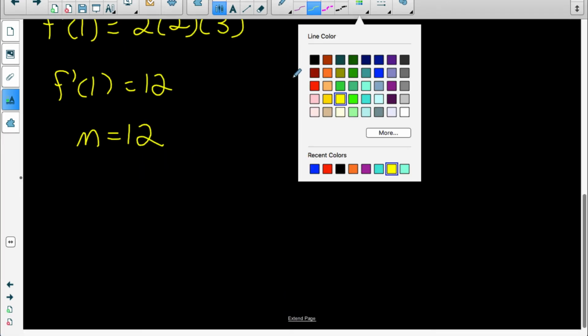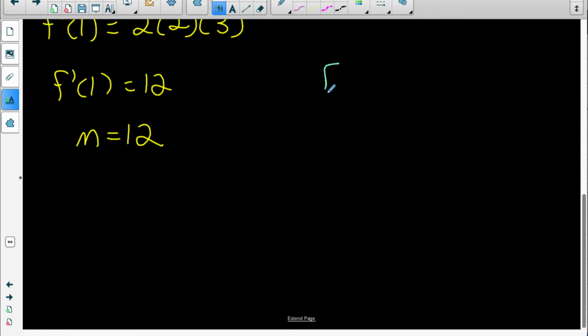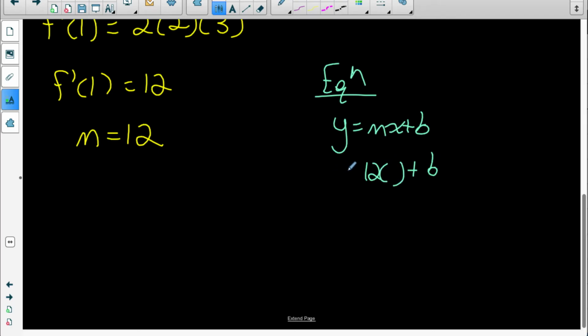Now keep in mind we want the equation of the tangent line in the form y equals mx plus b. We now have m. M is 12. We're interested in solving for b, so I need to figure out what I can plug in for x and y. Well, x we know is 1, but what's the y value that goes with that on the original function? What we have to do is then plug 1 into the original function for x. So we're going to now solve for a point that is on the original function and on the tangent line by plugging in 1 for x into the original function.